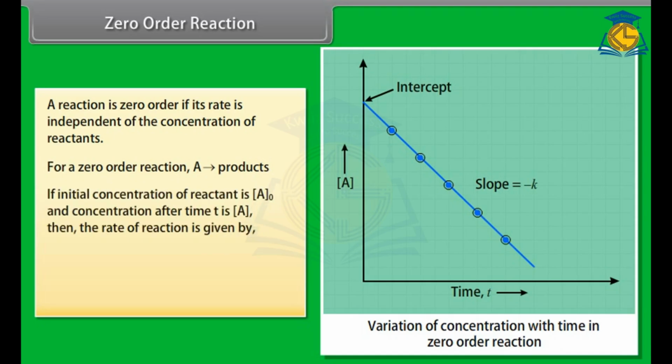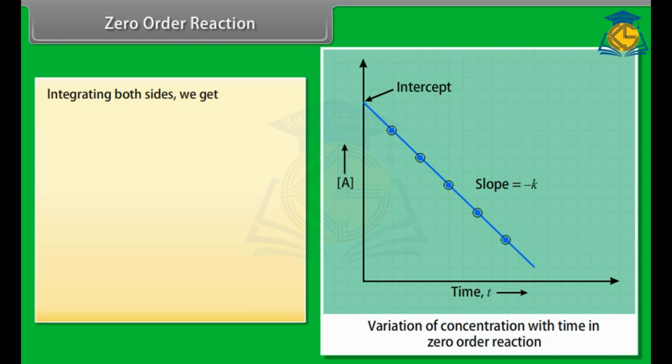If initial concentration of reactants is A naught, and concentration after time t is A, then the rate of reaction is given by minus dA by dt is equal to product of K and A raised to the power 0, which is equal to K. It can be written as dA is equal to minus K dt.